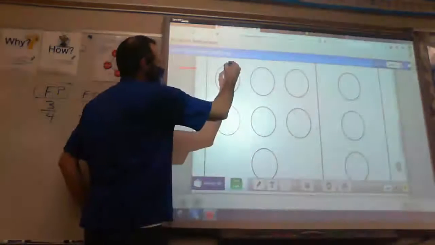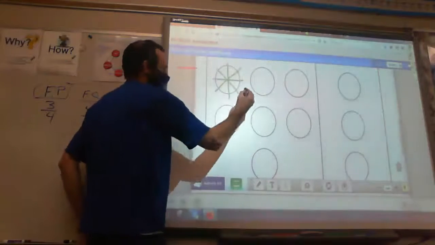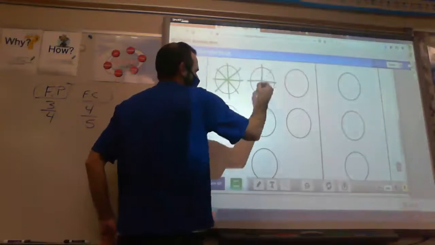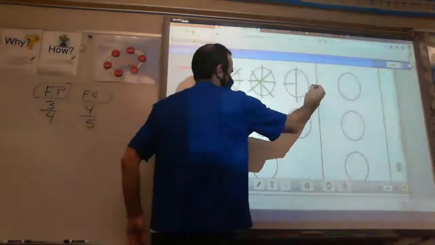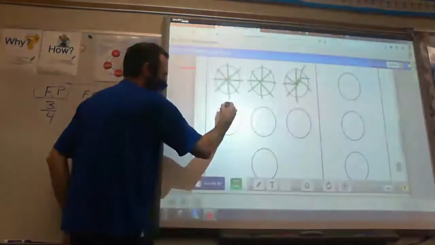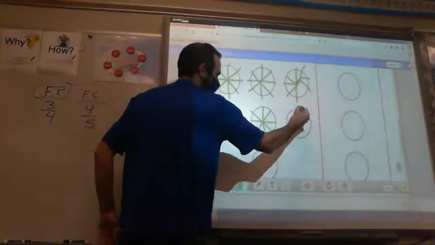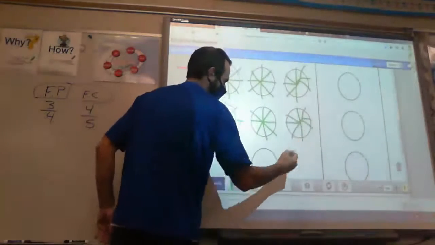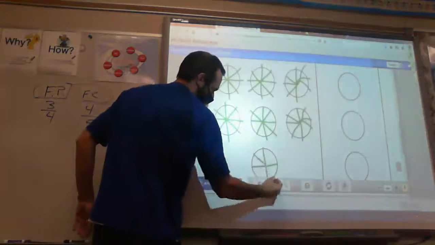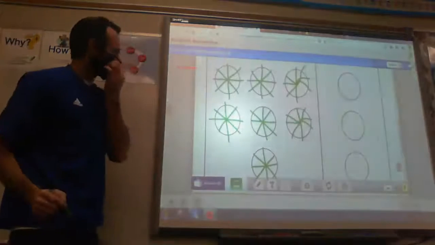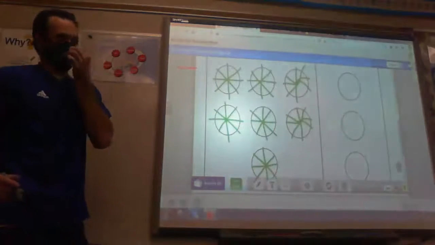Here I go. Chop, chop, chop, chop. Looks like a green spider. It's actually not that bad. Yeah, it's not terrible. Okay.